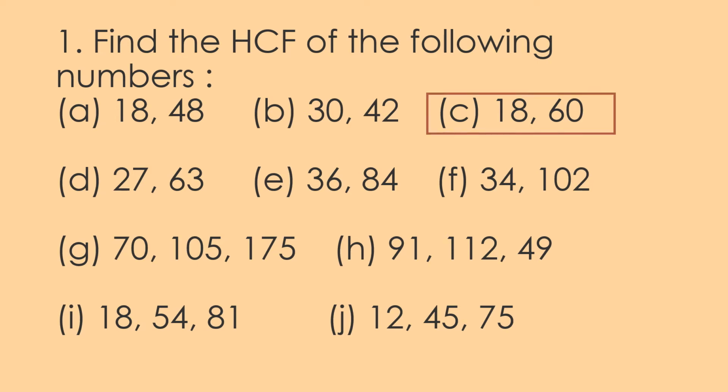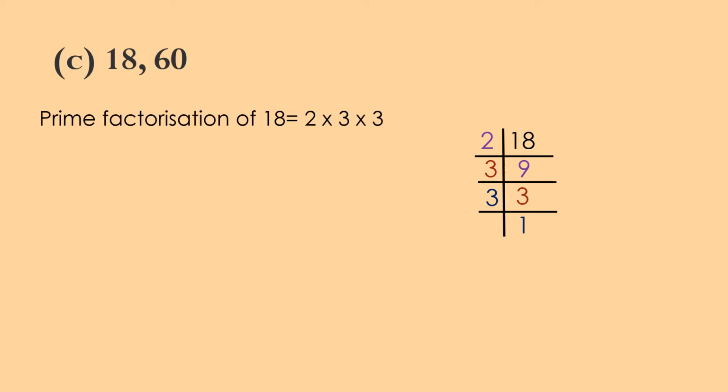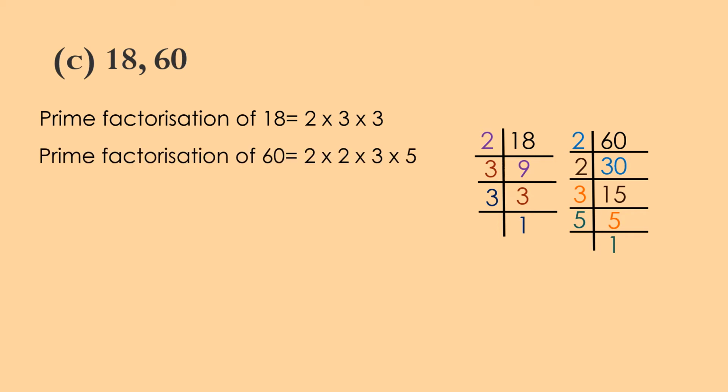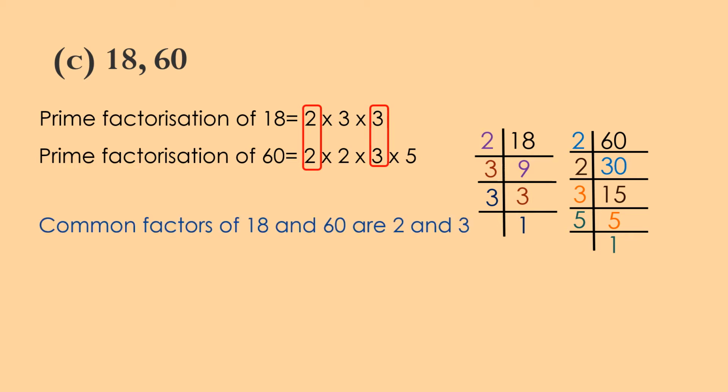Now the next question is 18, 60. So let us write 18. 2 nines are 18, 3 threes are 9, 3 ones are 3. So 2 into 3 into 3 is the prime factorization. Now 60. 2 thirties are 60, 2 fifteens are 30, 3 fives are 15, 5 ones are 5. So 2 into 2 into 3 into 5. So what are the common factors? 2 and 3. So again we get the same answer. 2 into 3 is equal to 6.